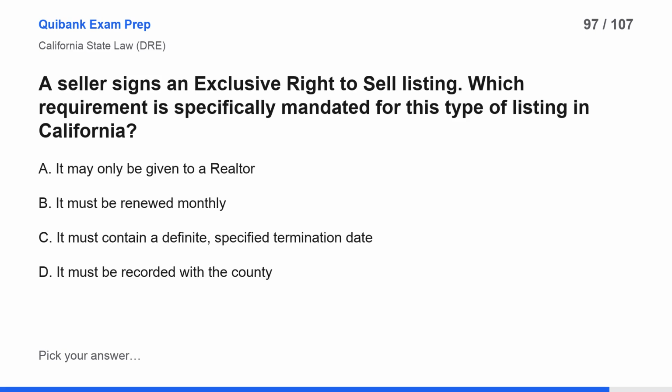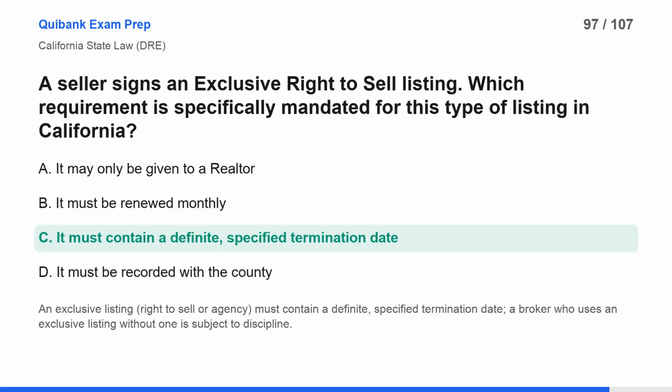Question 97. A seller signs an exclusive right to sell listing. Which requirement is specifically mandated for this type of listing in California? A. It may only be given to a realtor. B. It must be renewed monthly. C. It must contain a definite, specified termination date. D. It must be recorded with the county.